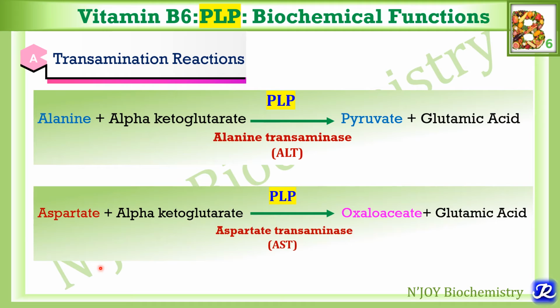The second transamination reaction is the transfer of the amino group from aspartate to alpha ketoglutarate to form oxaloacetate and glutamic acid. This is carried out by the enzyme aspartate transaminase, called AST, and this is a PLP dependent enzyme. So these are the important transamination reactions where PLP plays a very important role.